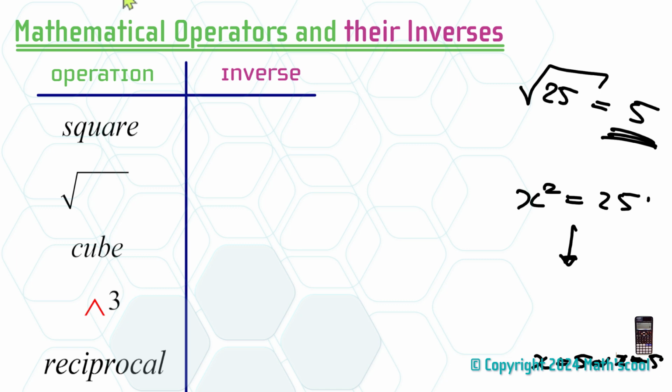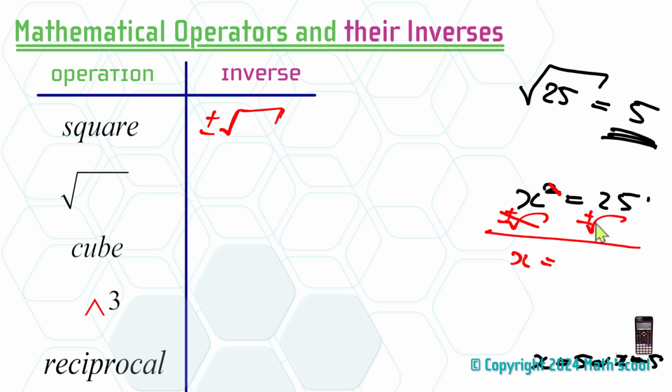And the reason there are two answers is because the opposite of square is plus or minus square root. So here we get x equals plus or minus the square root of 25, plus or minus 5. The opposite of square root is just square.